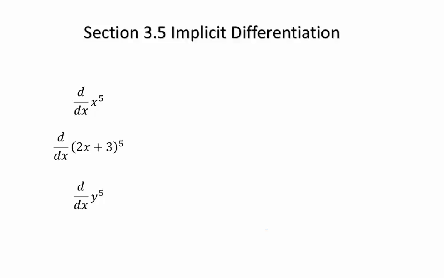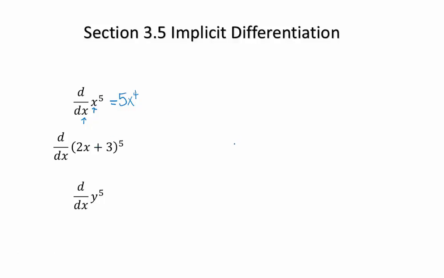So let's continue talking about implicit differentiation. What we learned first was if we wanted to take the derivative with respect to x of x to the fifth, we could just write 5x to the fourth. And since this base was x and we're differentiating with respect to x, there's nothing more that we need to do.